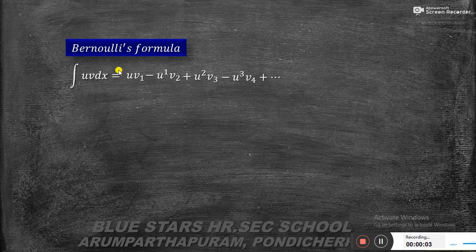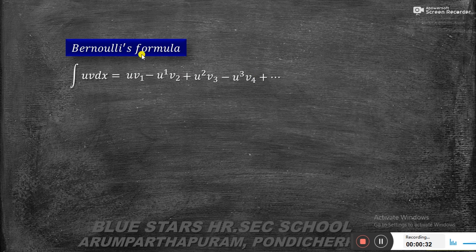Good morning students. Now we discuss exercise 9.4. So this is Bernoulli's formula. The Bernoulli formula is integral u v dx equal to u v1 minus u dash v2 plus u double dash v3 minus u triple dash v4 plus etc. Here v1, v2, v3 represent the successive integrations. u dash, u double dash represent the successive differentiation.